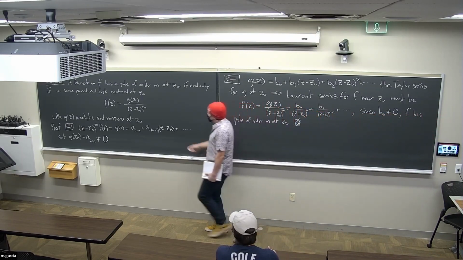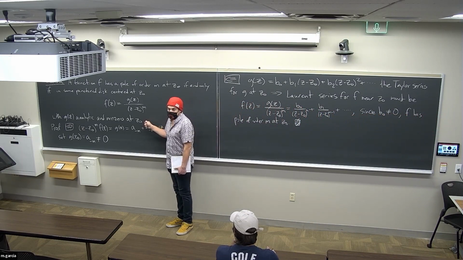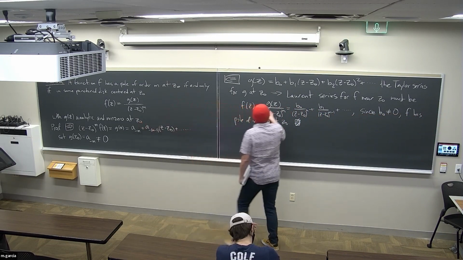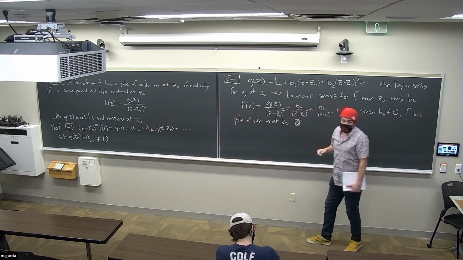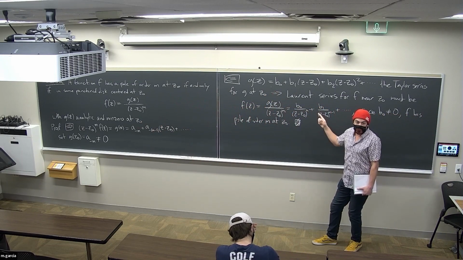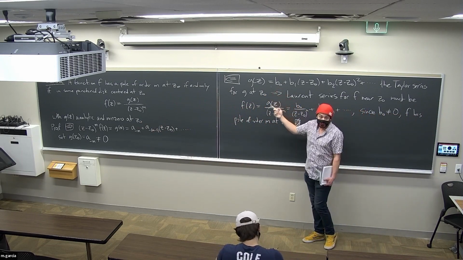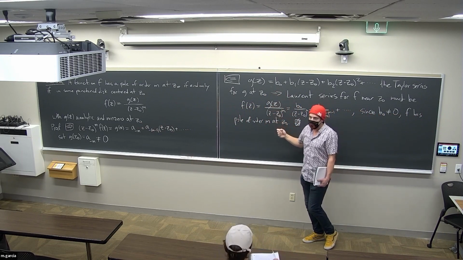This was part of my assumption in going the opposite direction, right? We assumed that the value of g at z naught was non-zero. So in other words, if this is the Taylor expansion for g of z, if I plug in z naught to that, I just get b naught, which must not be 0 by assumption.